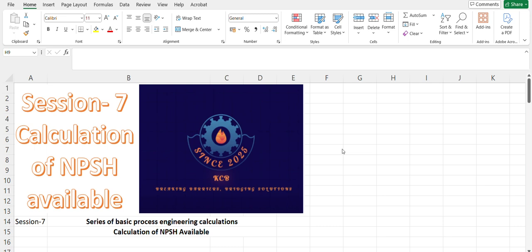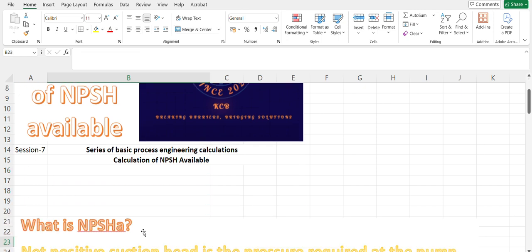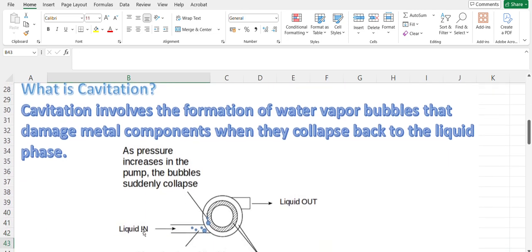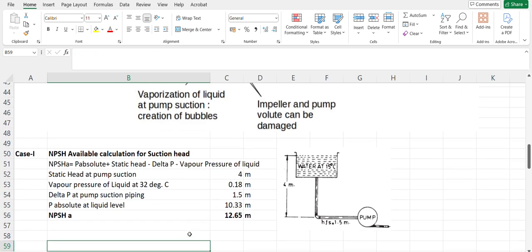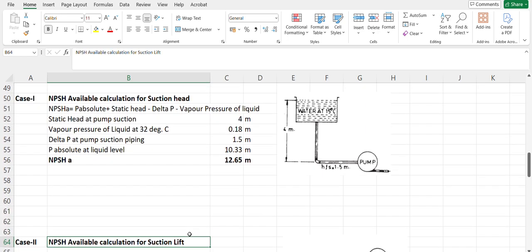Our series of basic process engineering calculations. In the last session, we focused on how to calculate the NPSH available for certain conditions: the first is the NPSH available calculation for the suction head available condition, and the second case is the NPSH available calculation for the suction lift.